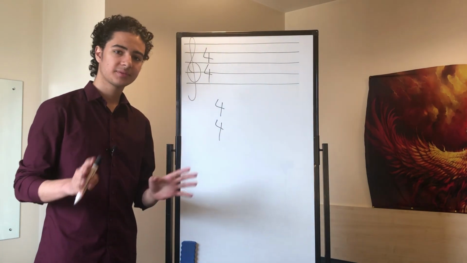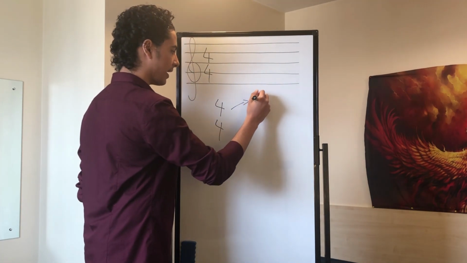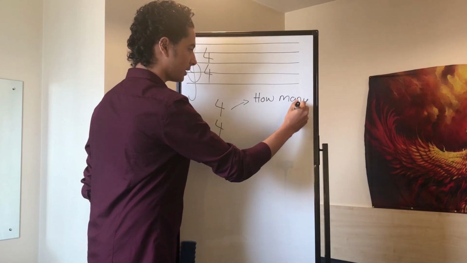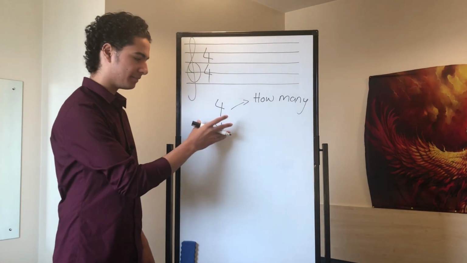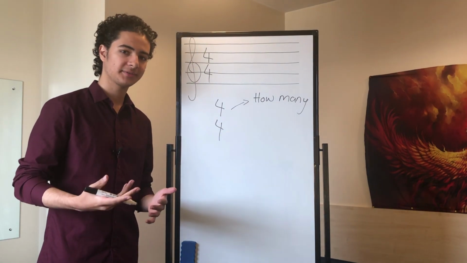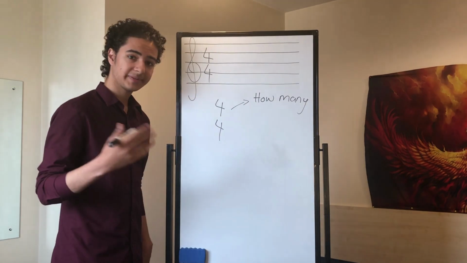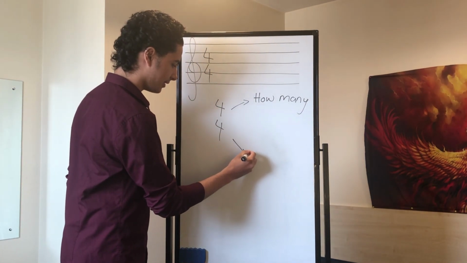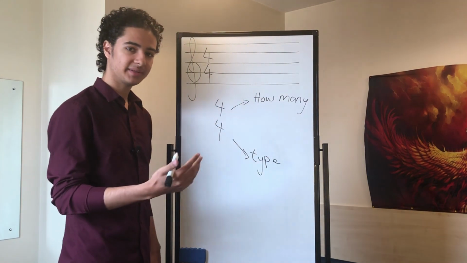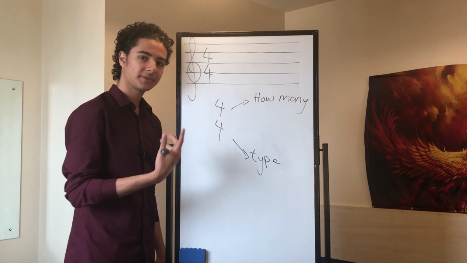The first important number here is the top one. This tells you how many beats. So a time signature is talking about beats, okay? The top number tells us how many beats we are counting per bar. We're going to explore what bars are in just a second, but the bottom number tells you the type. That's the type of beat, okay? So the top number is how many beats, and the bottom number is telling you the type of beat.